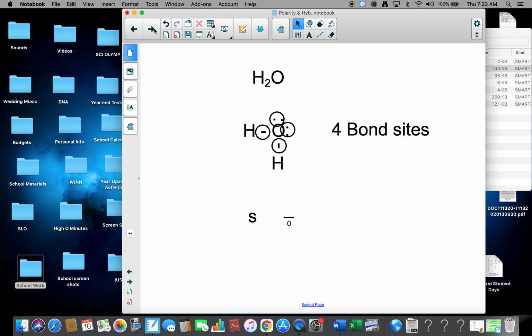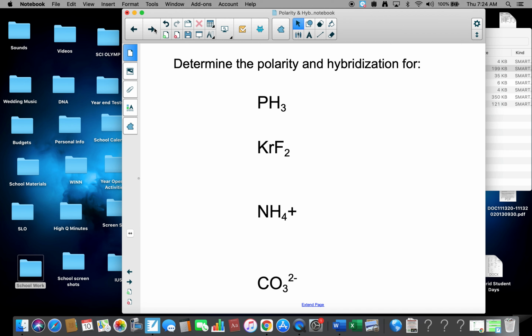So look at our orbitals. We have S, 1 s, we have 3 p's, we have 5 d's. That's as far as I'll need to go. So if I need 4 bond sites, I'm going to grab 1 s, 1, 2, 3 p's, and take those and rearrange them so they're all the same level, and the hybridization for this bond is called sp3. All right, we'll look at all of these for hybridization and polarity. Hopefully that wasn't too bad.